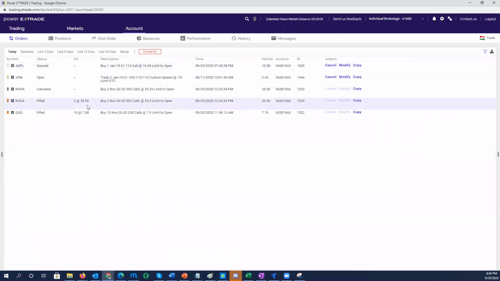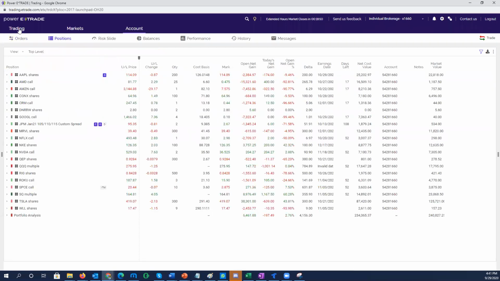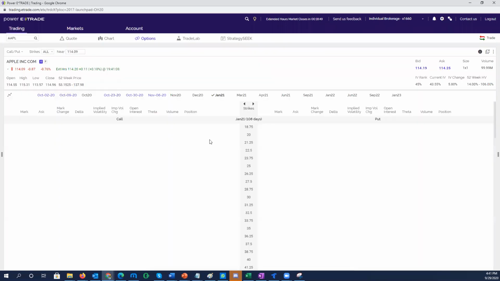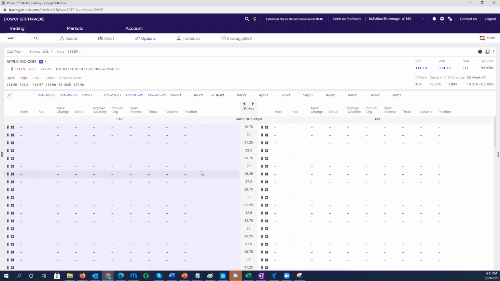Okay. And here are some of the options we bought today. And by the way, this is not my account. Okay, so this is one of my relatives' accounts. So I am managing it. That's why I'm showing it. So that's how you buy a call.